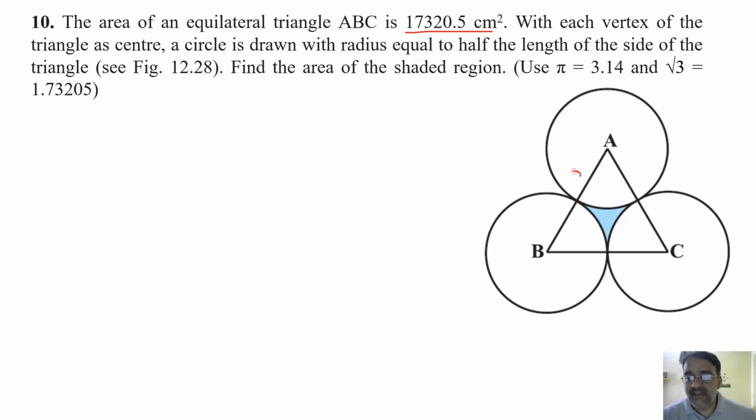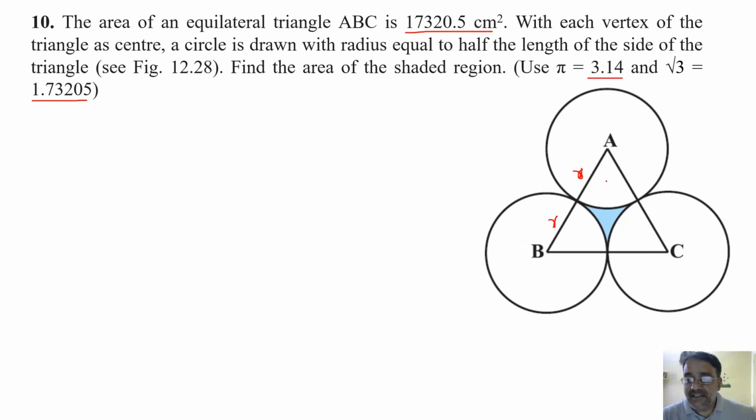That means this is R, and this is also R. So half of AB will be the radius, okay? But the side of the equilateral triangle is not given, that we'll find, okay? So find the area of the shaded region. Use pi equals 3.14 and the value of root 3 is given. Whatever the value is given, that we have to use.